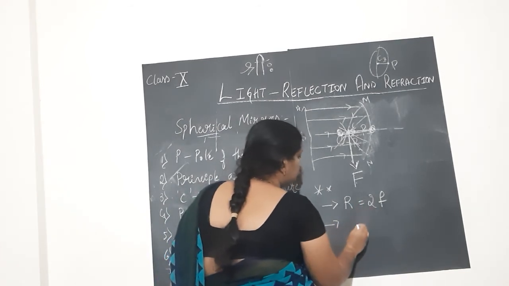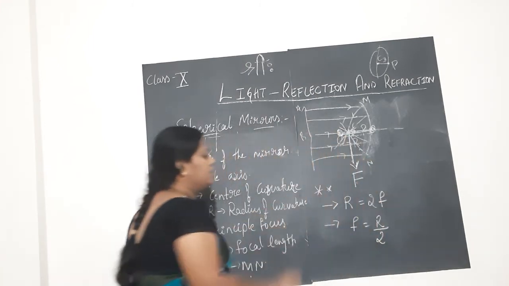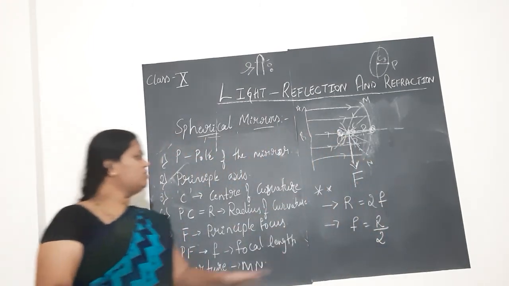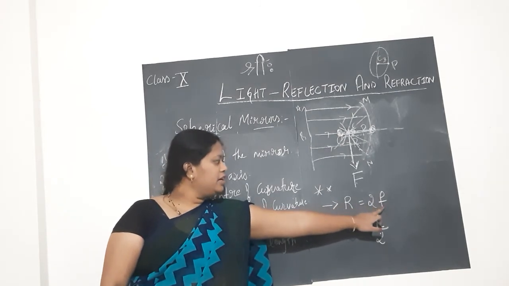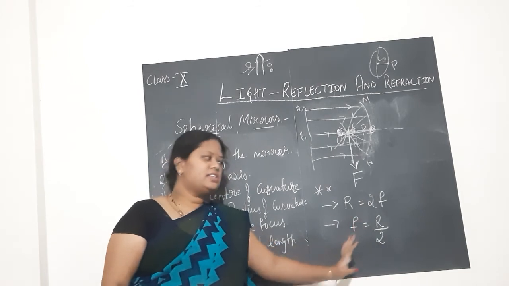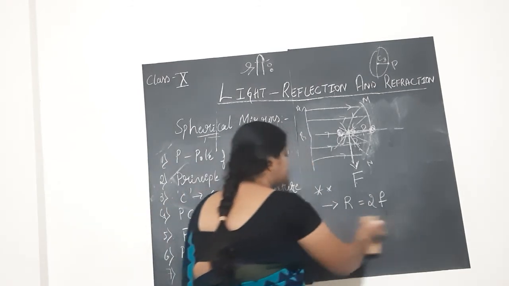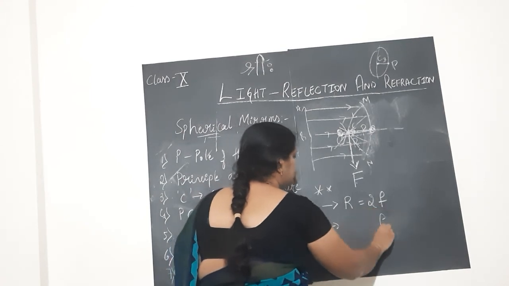If R is 2f, what is f? f is half of the radius of curvature. This also you should remember. R is 2f, f is what, children? R is already there, I just kept f on the LHS. If it is confusing, see, R is not there, f is there. I have to find what f is.